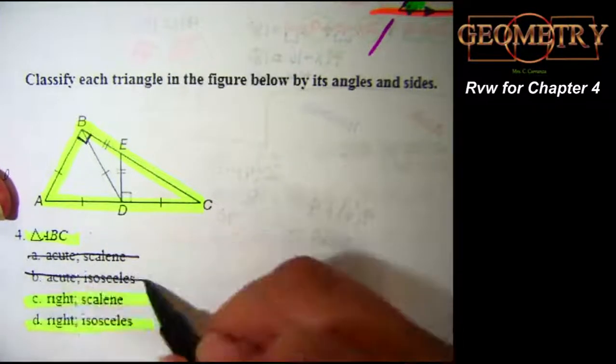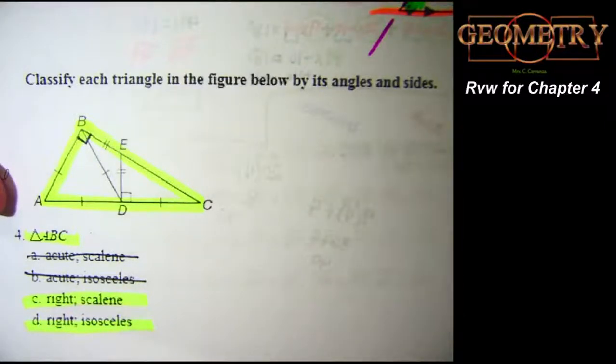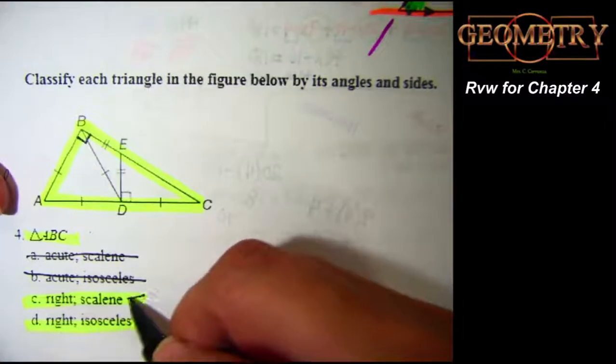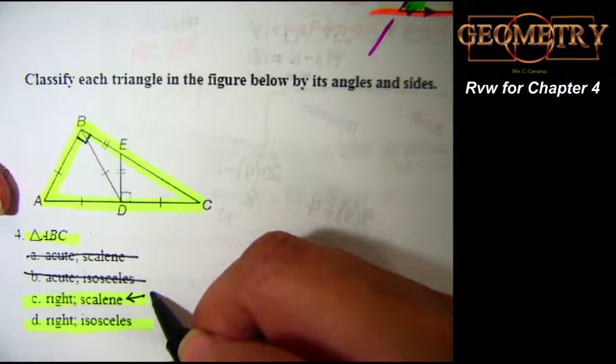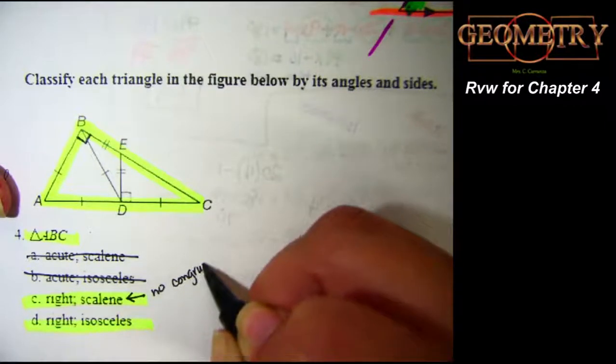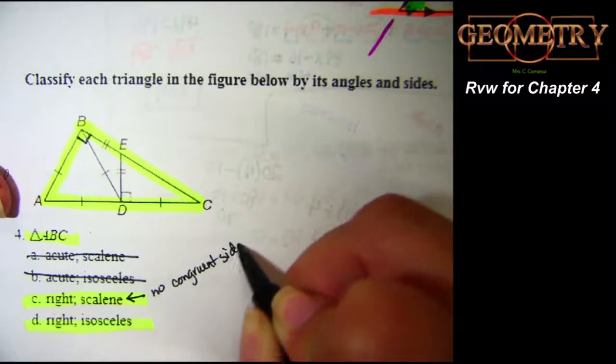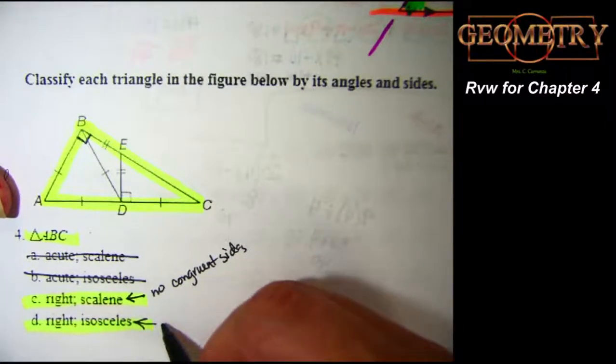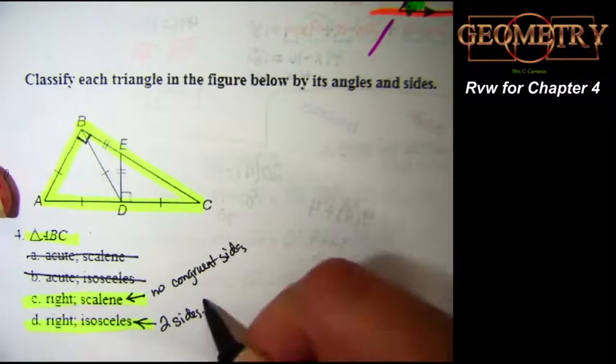Which means A and B are no longer valid answer choices. I'm stuck between C and D. Scalene or isosceles? In order to be scalene, what do we need to have? No congruent sides. And for isosceles, we need to have at least 2 sides that are the same, 2 sides congruent.